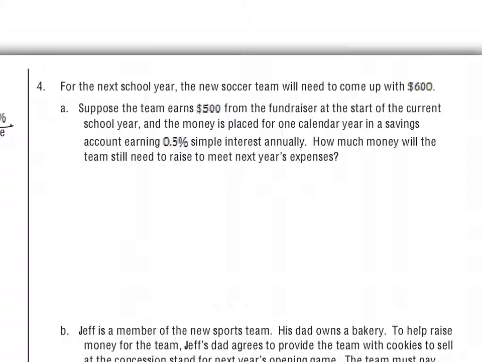So looking at this, you need to set up an interest equation to find out how much interest there is. And then once you know how much interest there is, you should be able to determine from there how much more money they would need to make until they get to the $600. Go ahead and set up your interest equation. Then you can check in before you solve it to make sure you've got your interest equation set up right.